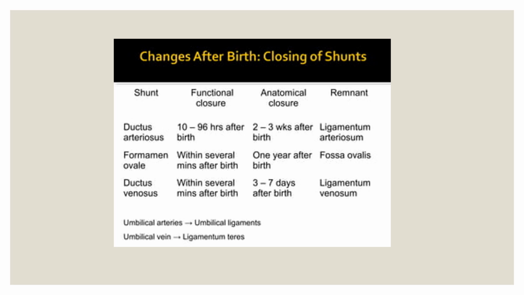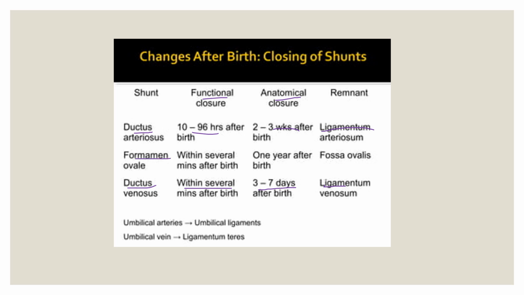Now, how is the closing of shunts, and what is the remnant of each of them. When the ductus arteriosus closes within 10 to 96 hours after birth, there is something called functional closure and anatomical closure. Functional closure means there is no flow through it, due to change in pressure. Anatomical closure means actual closure. That happens 2 to 3 weeks after birth, and it becomes the ligamentum arteriosus. Your ductus venosus becomes the ligamentum venosum, again several minutes after birth. That is the first thing to close, okay? And 3 to 7 days after birth is the anatomical closure.